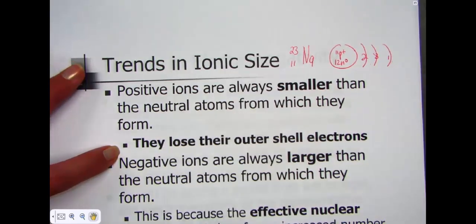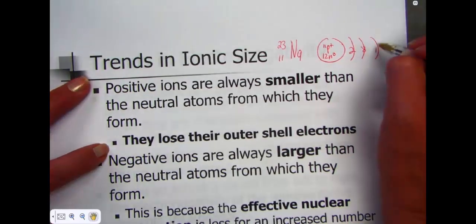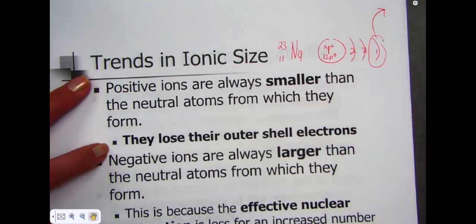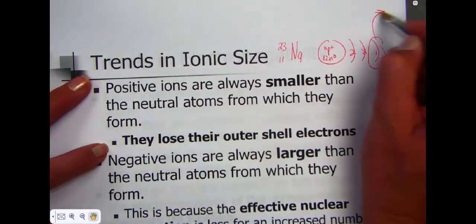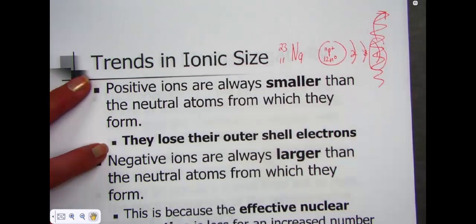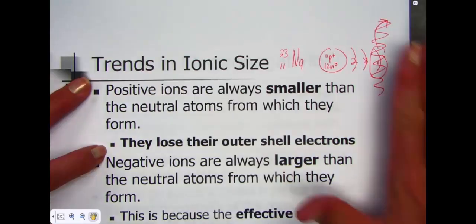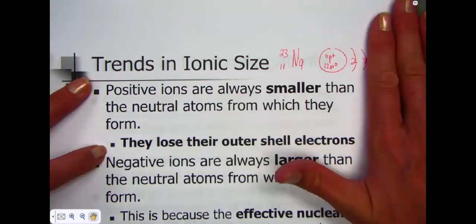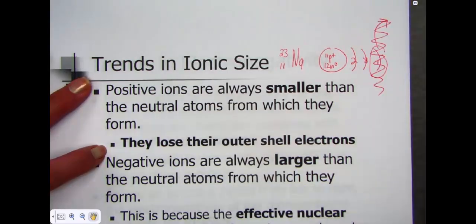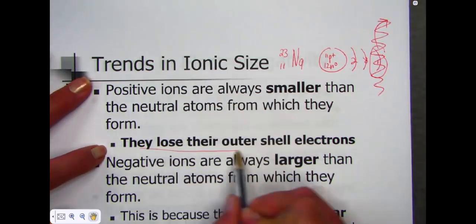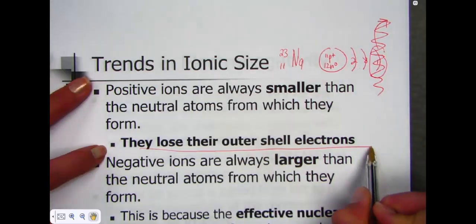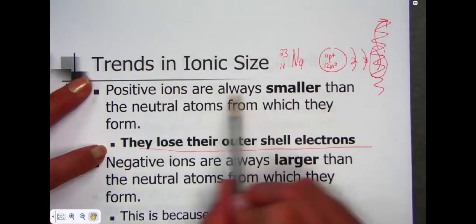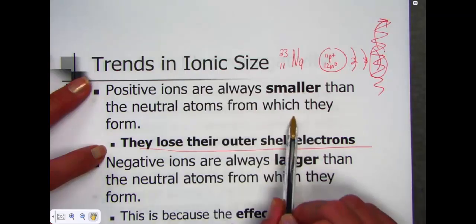When a metal loses an electron, and that's what we're doing, to become positive, it's like erasing an entire energy level. Ions are smaller than their parent atom. Positive ions are smaller than their parent atom because we lose entire energy levels. Their outermost shell is completely lost. Positive ions are always smaller than their parent atom.